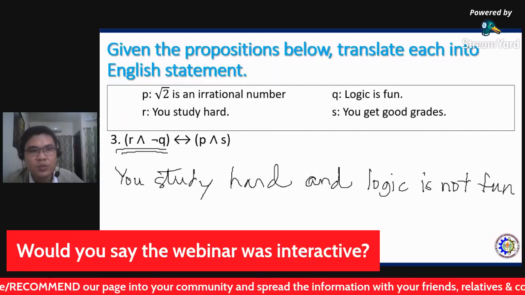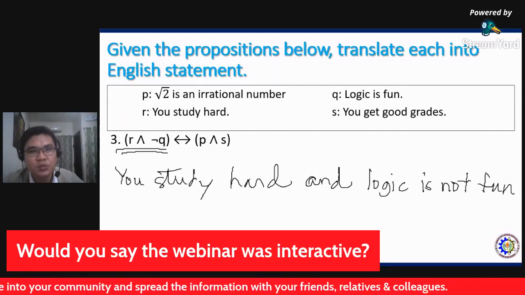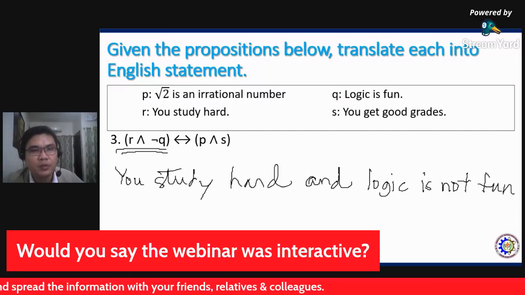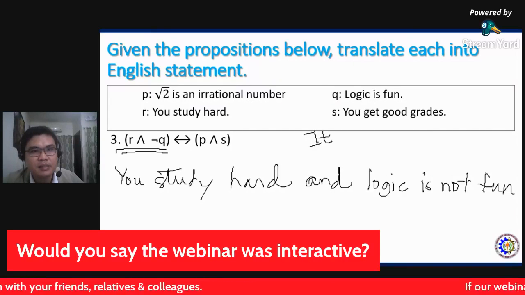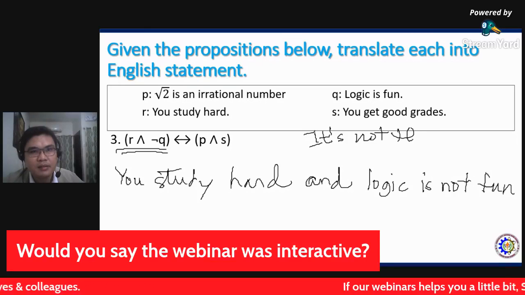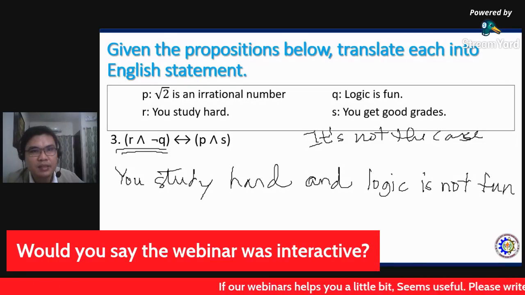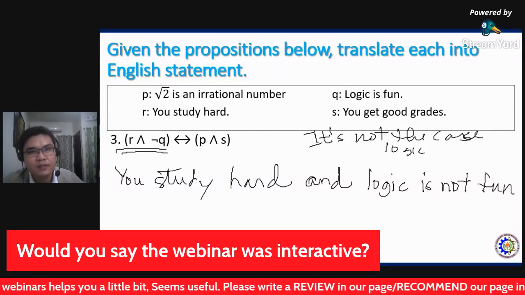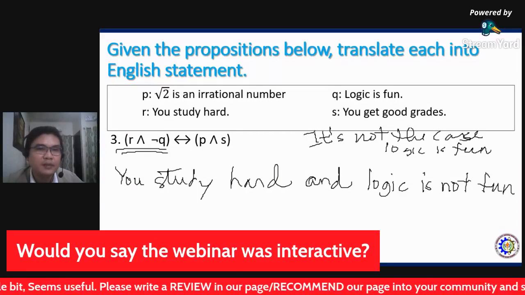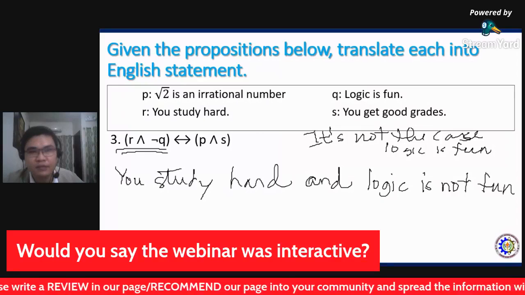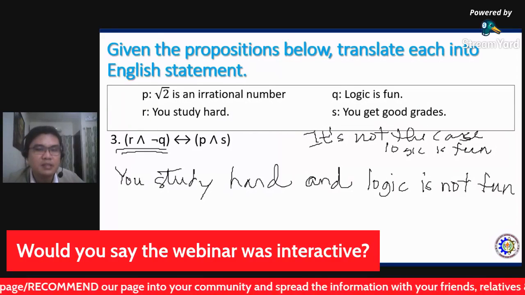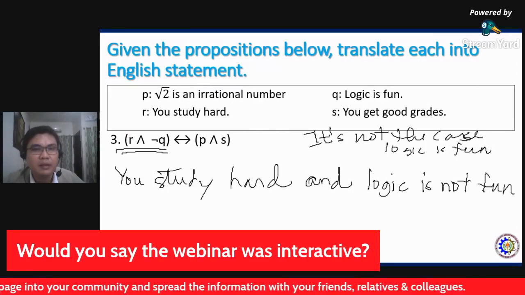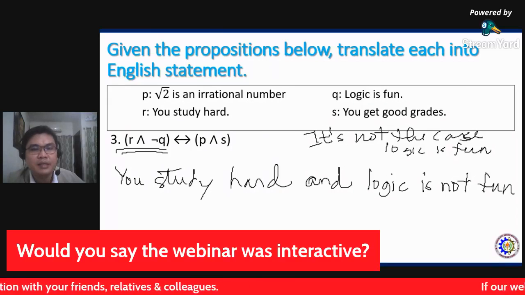Okay, so when you negate a proposition, usually you use the word not. Or you may also use "it's not the case." It's not the case that logic is fun. That can also be written, or simply you can just write logic is not fun. But most of the time this is the way we write it, though not all the time, that when we negate, we put not. There would be other examples where we don't usually use the word not.